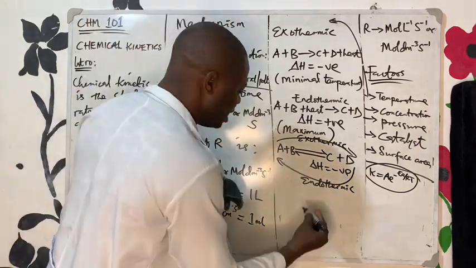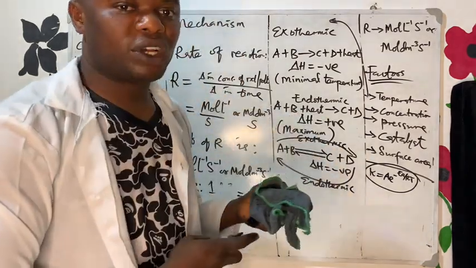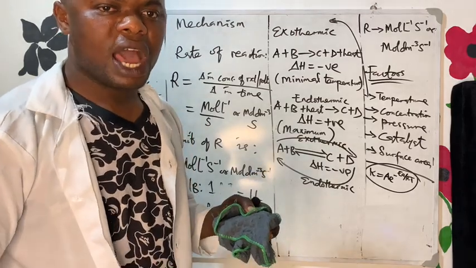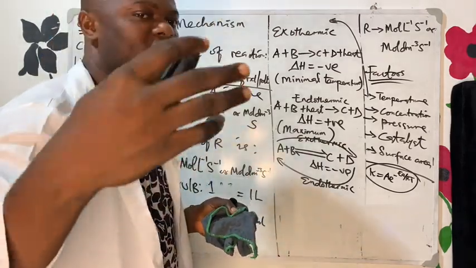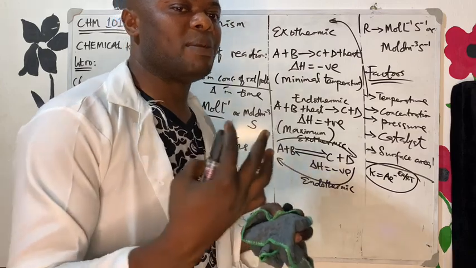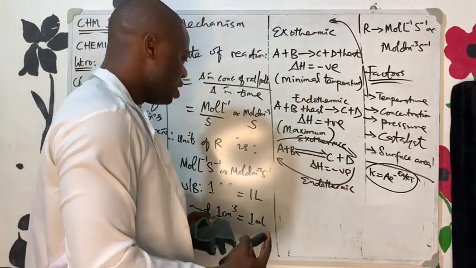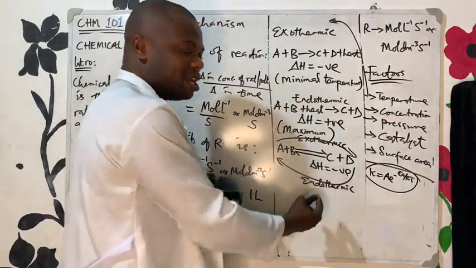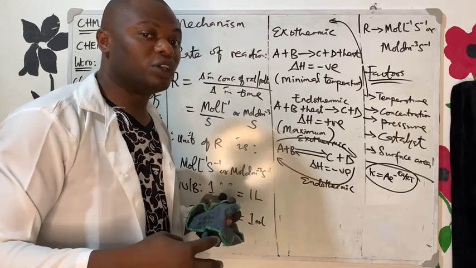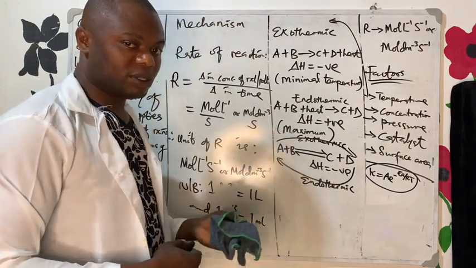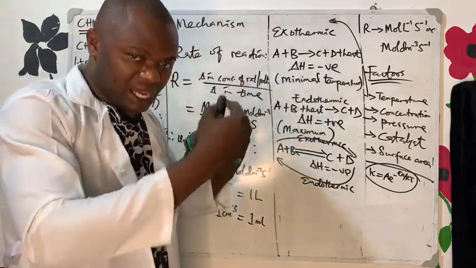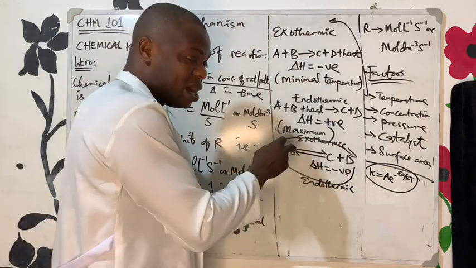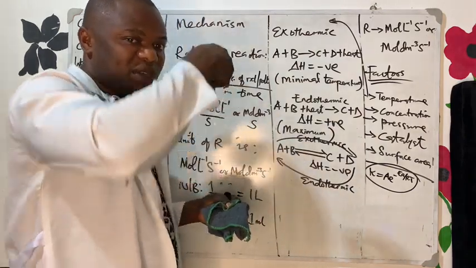Now, if they say increasing temperature in this reaction favors which side? You know the exothermic side of the reaction must go with minimal or reduced temperature, and the endothermic must go with maximum or very high temperature, because this one absorbs heat in order for product to be formed, while in the other one the heat is being liberated.